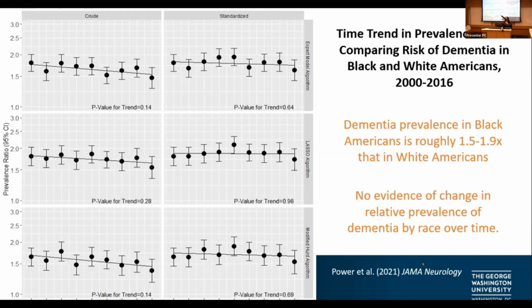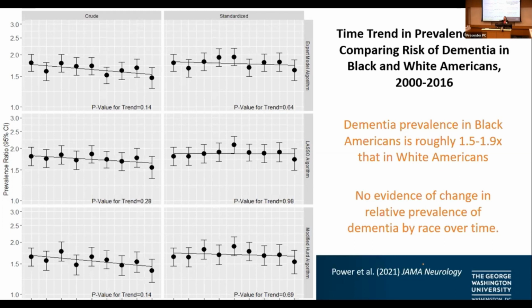If we look over at the left, that first dot is the prevalence ratio comparing risk of dementia for Black Americans to White Americans in 2000. The next dot is 2002, and it goes on. The line is just the trend over time, and then the p-value for the trend is there. And you can see we have no statistically significant p's for trends, meaning it's not changing over time.